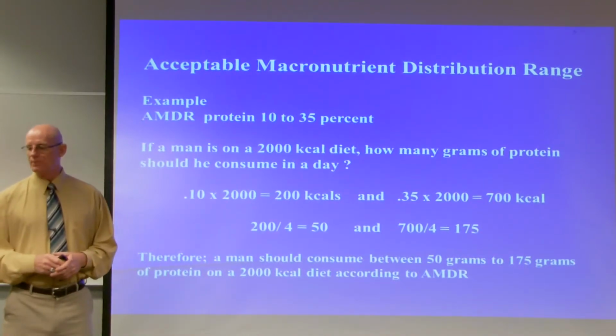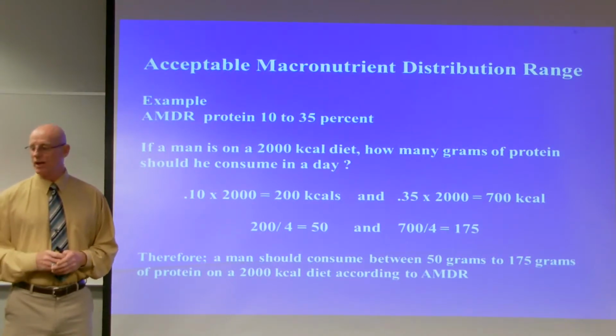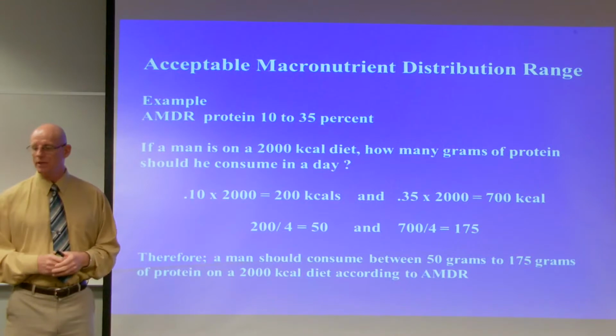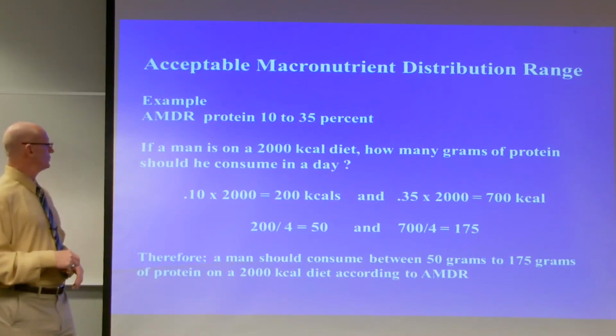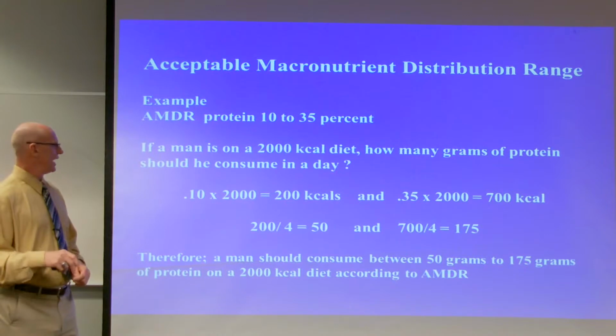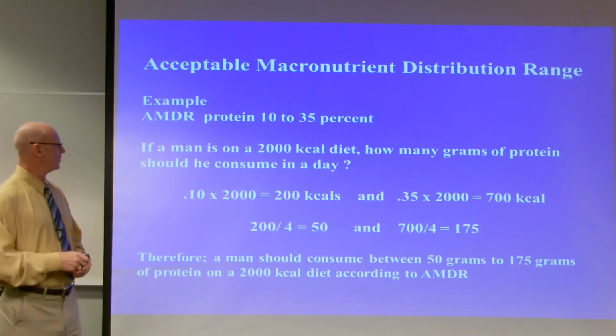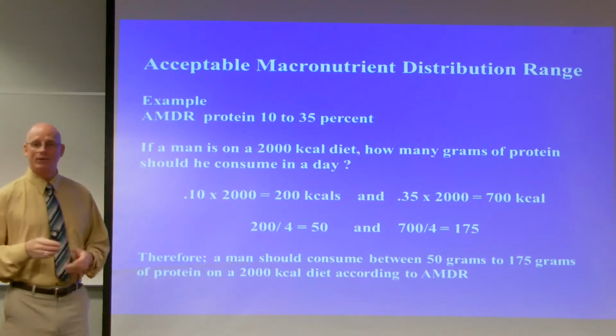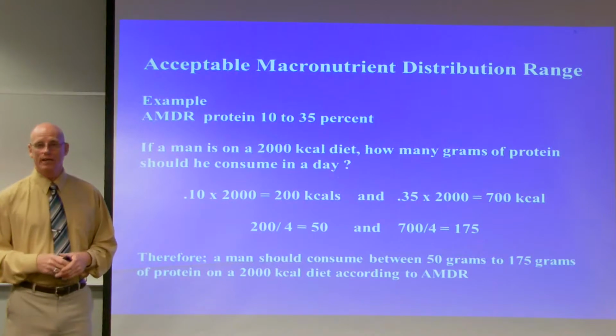If you have an AMDR and the protein is in between 10 and 35%, if you look at a man that is on a 2,000 kilocalorie diet, how many grams of protein should he consume in one day? So you'll get the two parameters. First, you'll look at the 10% and the 35%, and you'll multiply each of those. You'll turn the percent into a decimal, which is 0.10, and the 35 into 0.35, and multiply each by the 2,000 kilocalories in a day, and you'll come up with the parameters of the total calories, one at 200 kilocalories and one at 700 kilocalories.